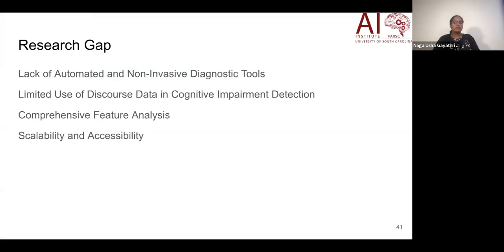The existing models for diagnosing MCI, mild cognitive impairment, require extensive and invasive neuropsychological evaluations or some specific tests like MoCA or MMSE, the Mini-Mental State Examination. Those are the tests to decide if an individual has MCI or not. But we are trying to see if the discourse text itself, with all its features, will help us in automating the process. Of course, there are scalability and accessibility issues too.